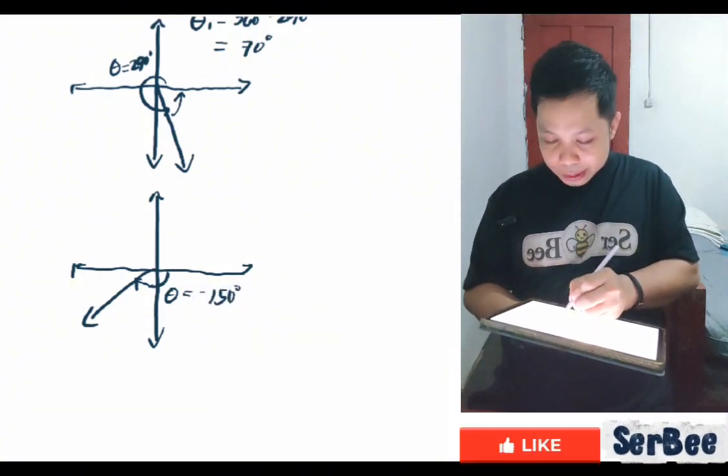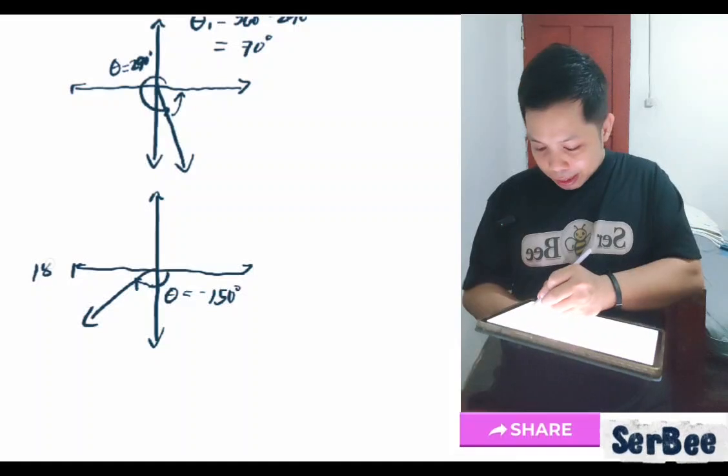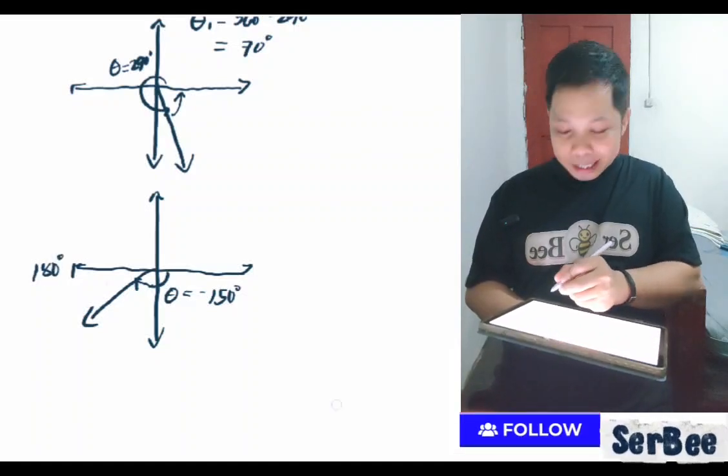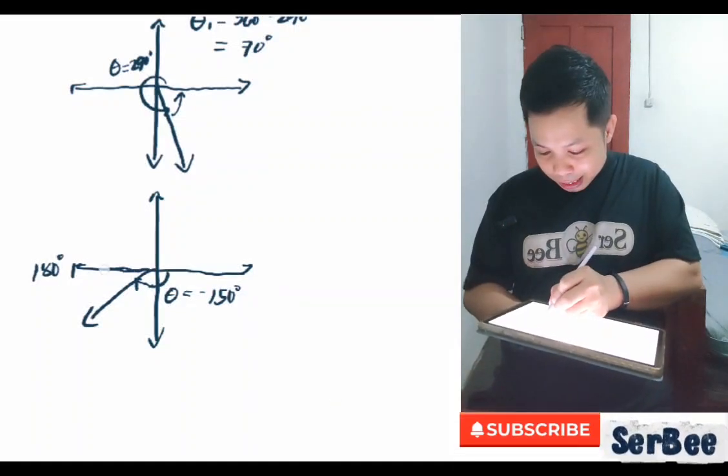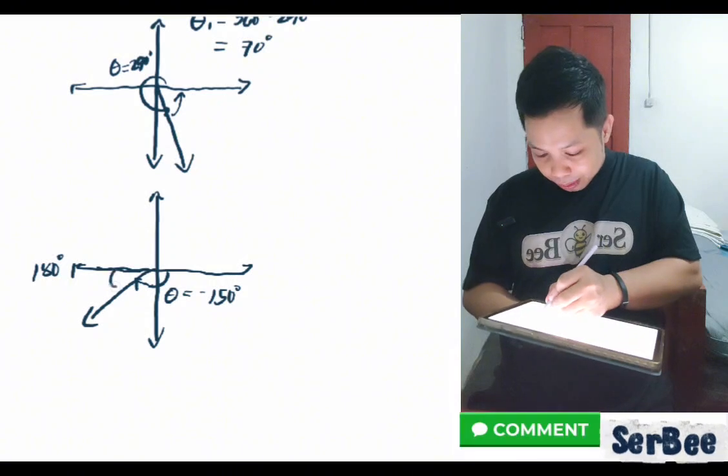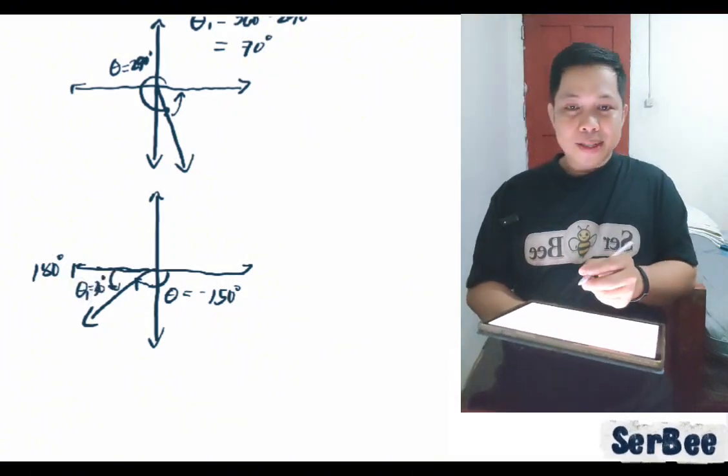Okay? So this is angle negative 150 degrees. Okay? So we know that this is 180 degrees. So ang kulang niya na lang ay 30 degrees. So ito yung reference angle niya. So that would be 30 degrees.